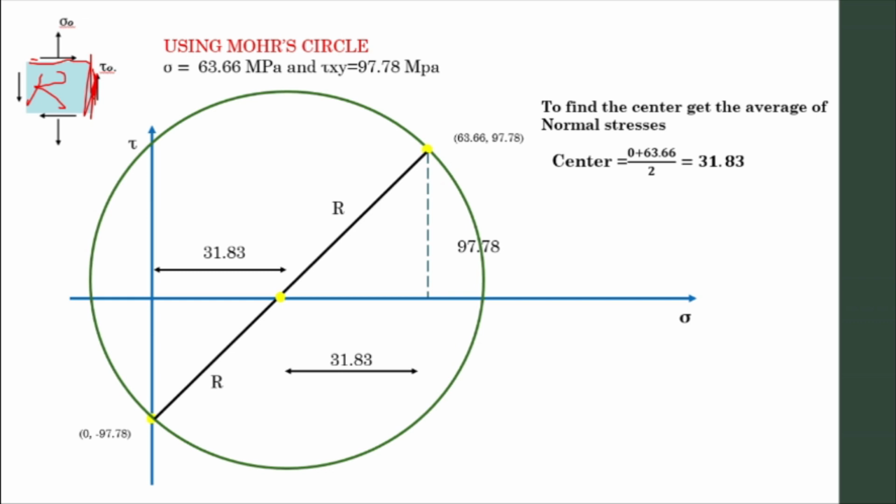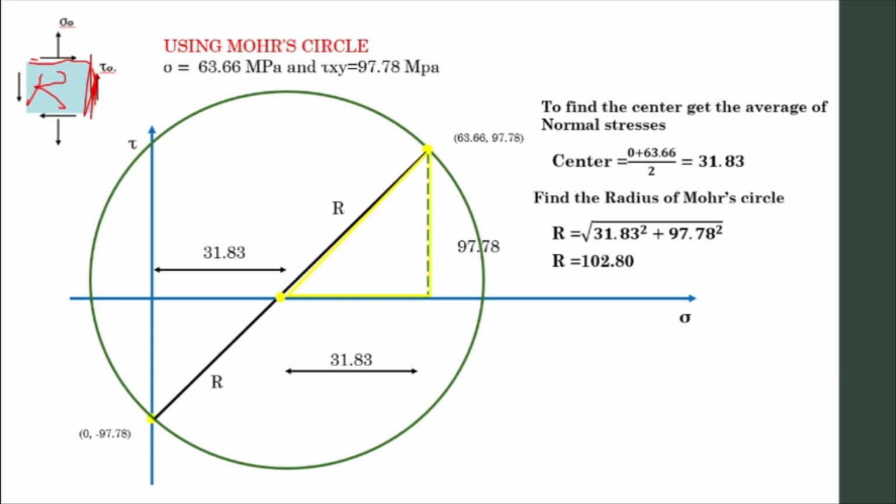So, pwede akong kumuha ng triangle, right triangle, then Pythagorean theorem. So, R squared is equals to A squared plus B squared. So, kunin ko tong triangle na yan. So, just simply R is equals to square root of 31.83 squared plus 97.78 squared. Diba? So, makakakompute ka ng R dyan na 102.8 megapascal. So, meron ka ng C and R. So, kompleto na ang Mohr circle mo. So, punta ka na dun sa problem. Meron ka ng CR kasi.